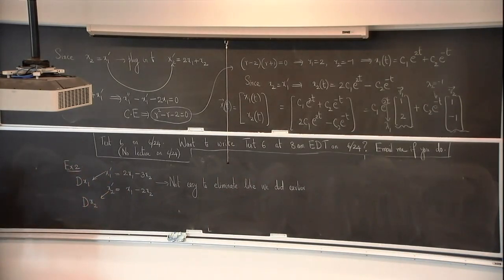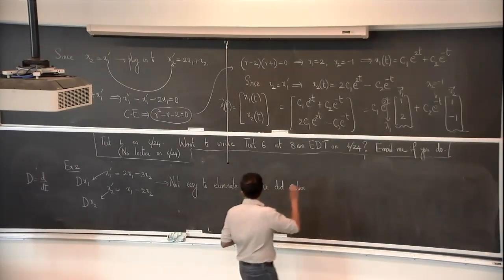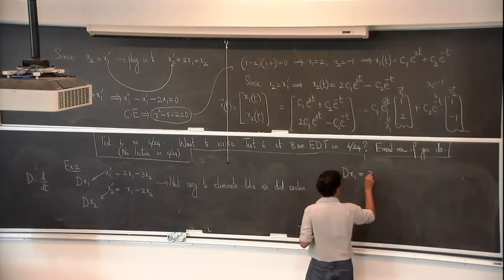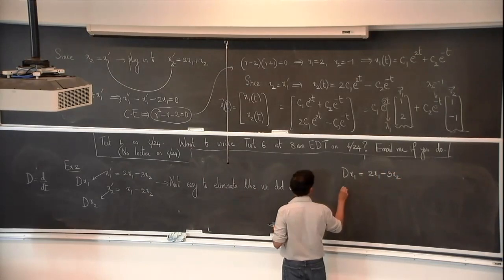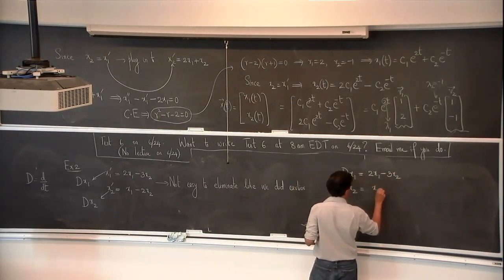Somehow we need to get rid of these variables or functions. So let's just give a new notation to it. The D here stands for the derivative with respect to t. But when we're solving it, we're just going to forget the fact that it's a derivative. It's some kind of an algebraic object. So we have capital Dx1 equal to 2x1 minus 3x2, and capital Dx2 equal to x1 minus 2x2.